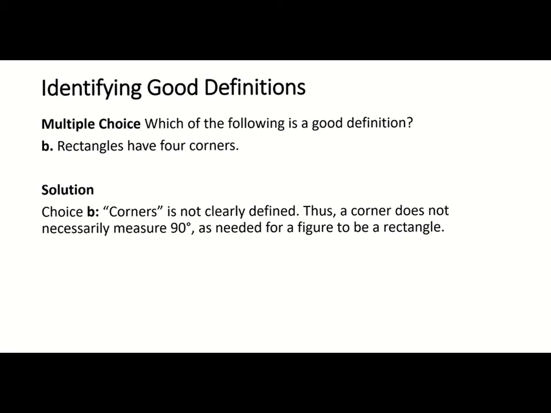And here for choice B, they say the corners are not clearly defined. It doesn't mean that it measures 90 degrees. It could just be a 4-sided figure that has 4 corners that may not all measure 90 degrees. So therefore, this also is not a very good definition. We can find a counterexample.